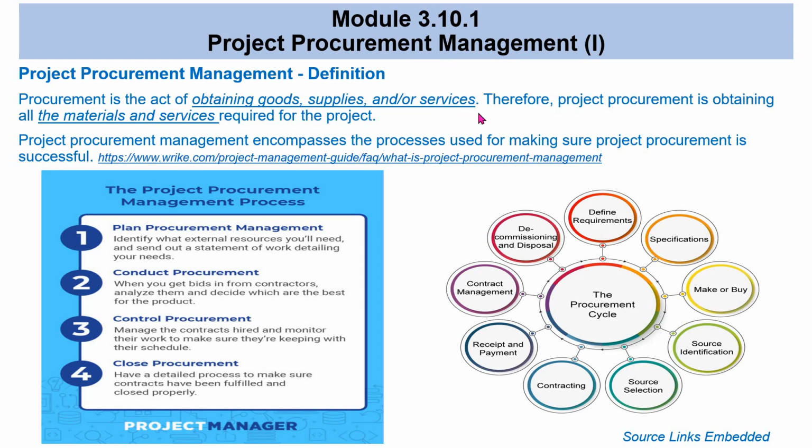And what the management aspect guarantees is the act of obtaining goods, supplies and services, such that you would have all the materials and services required for your project. And this is basically what project procurement management encompasses.